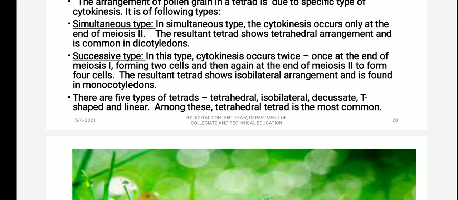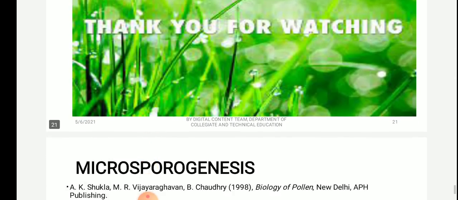Successive type: in this type the cytokinesis occurs twice, once at the end of meiosis 1, forming 2 cells, and then again at the end of meiosis 2 to form 4 cells. The resultant tetrad shows isobilateral arrangement and is found in monocotyledons. There are 5 types of tetrad: tetrahedral, isobilateral, decussate, T-shaped, and linear. Among these, tetrahedral tetrad is the most common type.